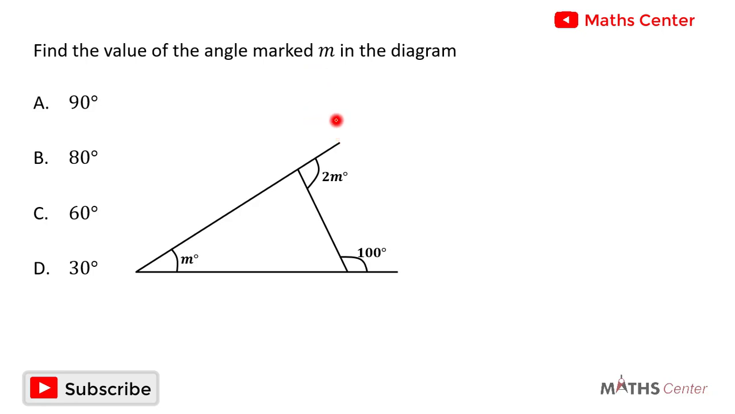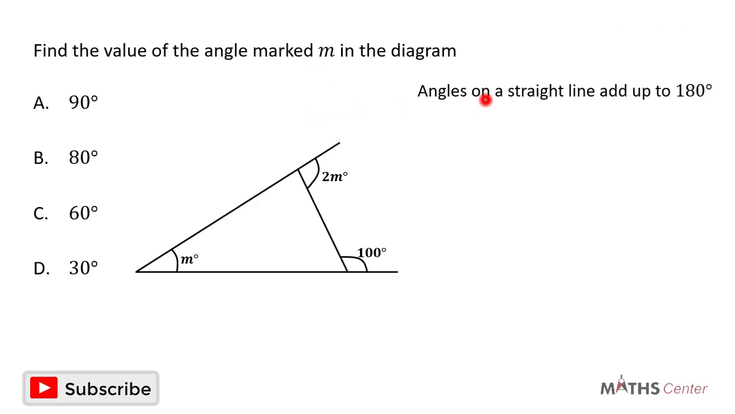From plane geometry, we know that angles on a straight line add up to 180 degrees. Let's assume that the angle formed here is A. If the angle formed here is A, then A and 100 degrees are angles on a straight line. And we know that angles on a straight line add up to 180 degrees.